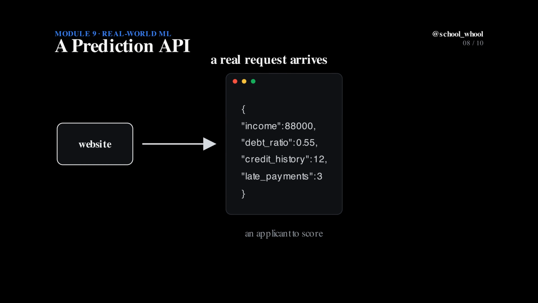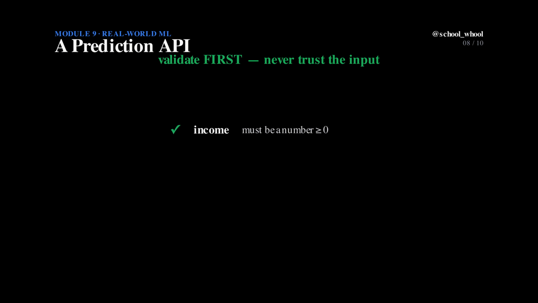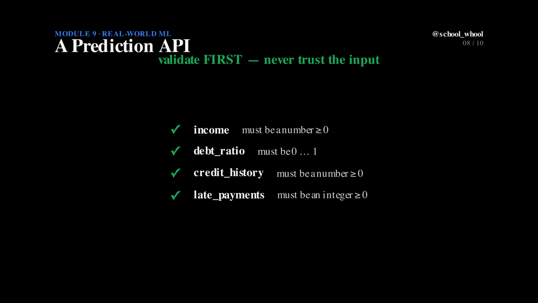The website sends us an applicant, income 88,000, a debt ratio of 0.55, 12 years of credit history, 3 late payments. This is the same applicant we met back in the interpretability lesson. Now let's serve them. The very first thing we do, before the model runs, is validate. Never trust input from the outside world.